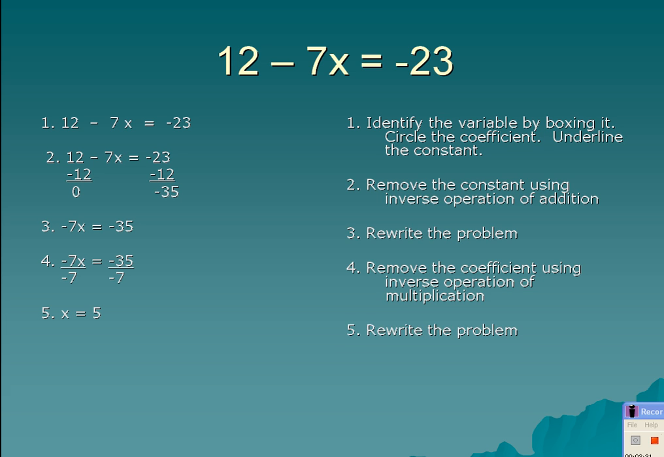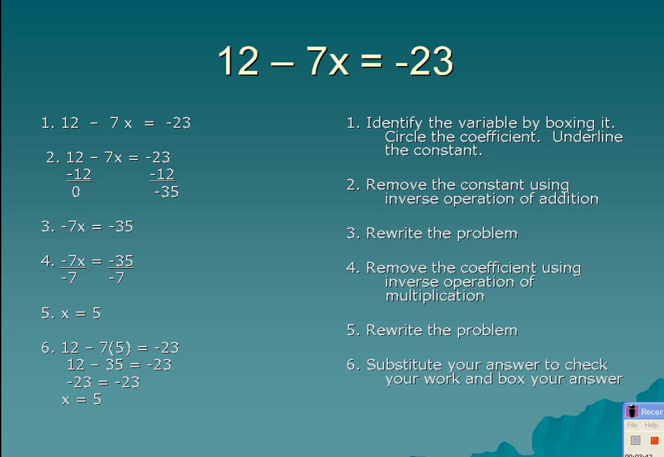I rewrite the problem and substitute in my answer to check and make sure. I see here that the answer is the same on the left as it is on the right, so x should equal 5. I'll box my answer.